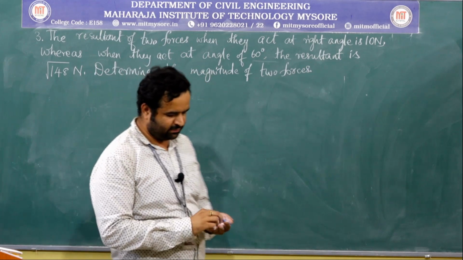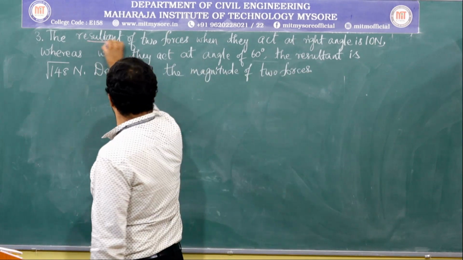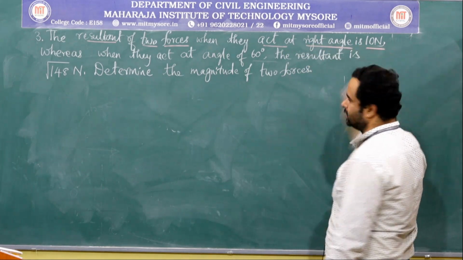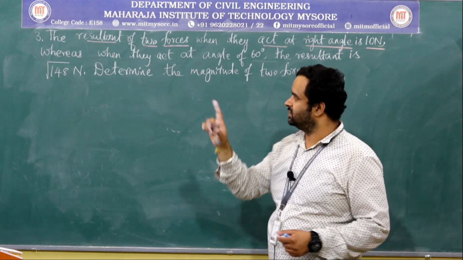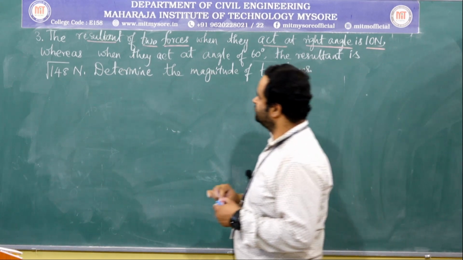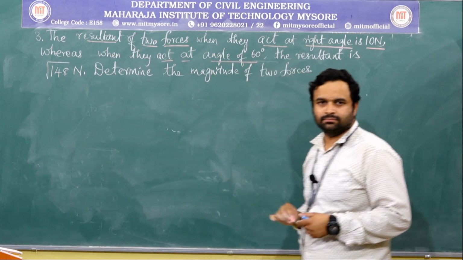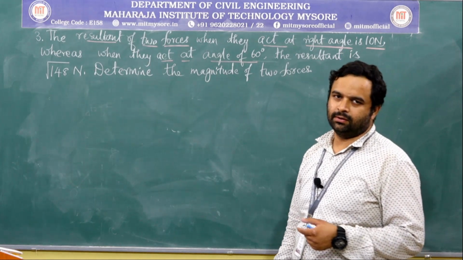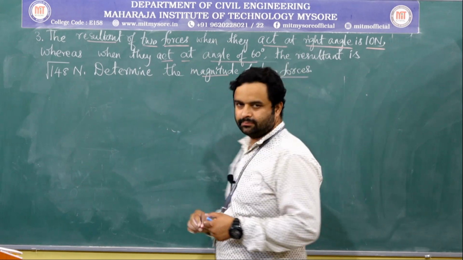So, this is the question given, please try to understand. The resultant of two forces when they act at right angles is 10 Newton. So, when there are two forces acting at right angles, the resultant is 10 Newton. Whereas, when they act at an angle of 60 degree, the resultant is square root of 148 Newton. Determine the magnitude of the two forces.